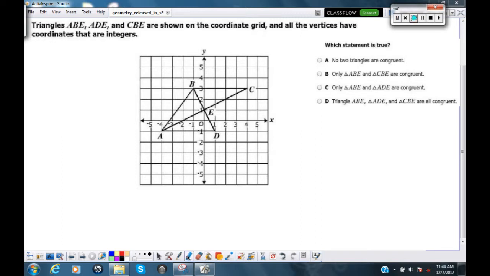Okay, we're looking at this picture. What they're asking us to do is determine what these three triangles have in common. So first of all, let's talk about the three triangles.